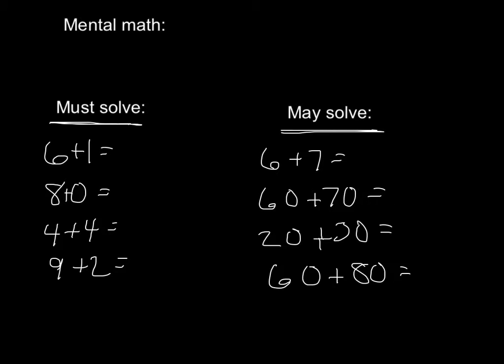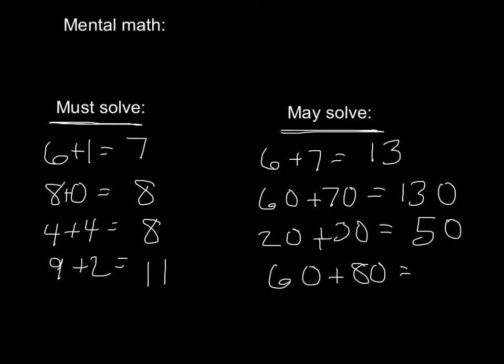Okay, let's go through them. I'm going to say the problem, you say the answer. 6 plus 1 equals, 8 plus 0 equals, 4 plus 4 equals, 9 plus 2 equals, 6 plus 7 equals, 60 plus 70 equals, 20 plus 30 equals, 60 plus 80 equals. Erase your board and set your board, marker, and eraser down.